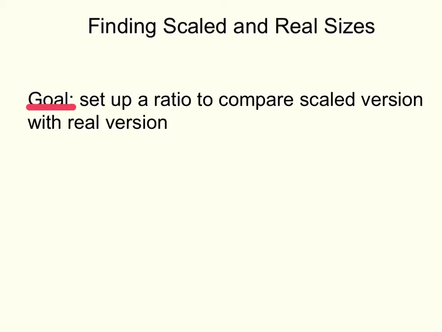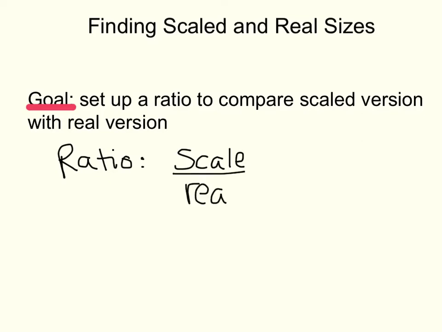What we're going to be working with are large objects like the Earth and the Moon, other planets in our solar system, and maybe even the Sun, and making them smaller so that we can study them in more detail. In order to make models, you first need to set up a ratio to compare the scaled version with the real version. When we do this, the ratio will always have the scaled version divided by the real version.